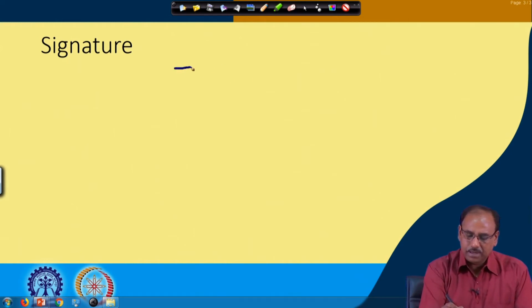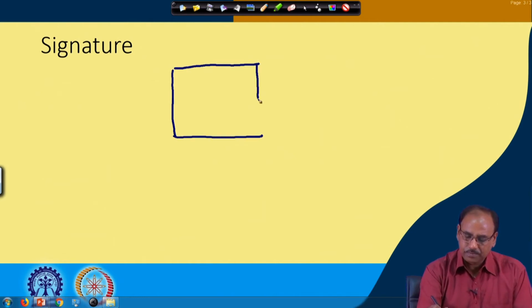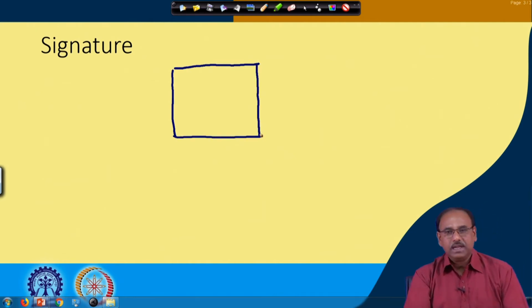So, I take a square something like this. What is signature? Signature is the plot of the distance of different boundary points from the centroid of this shape taken in various directions or in various orientations. So, as I have to compute or find out the distance of different boundary points from the centroid of the shape in different orientations, I have to have a reference line.